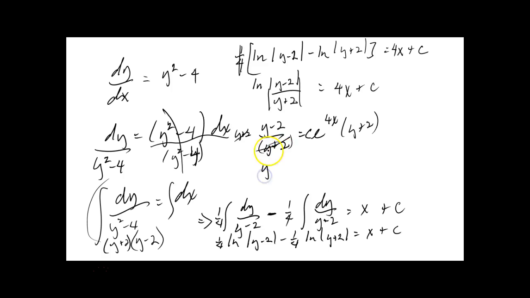So now you have y minus 2 is equal to c e to the 4x times y plus c e to the 4x times 2, right? I multiply both sides by y plus 2, and then this multiplied by that, and this multiplied by that. Sort of separate those. And then let's add 2 to both sides. I hope I'm going the same direction they are.